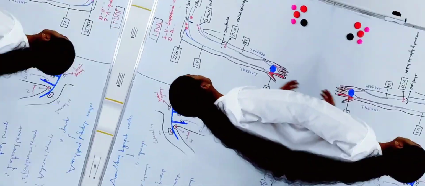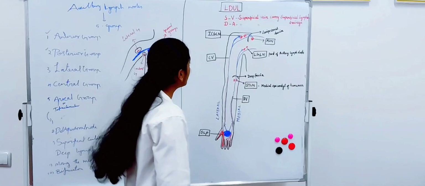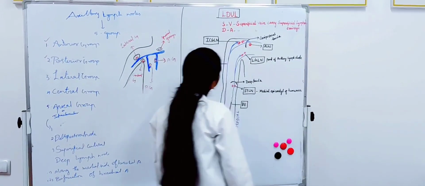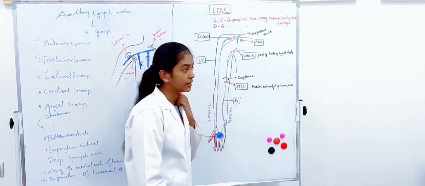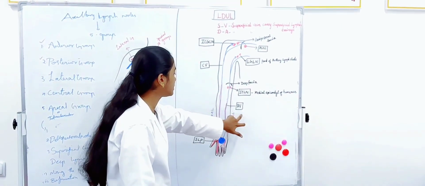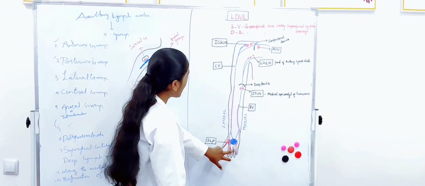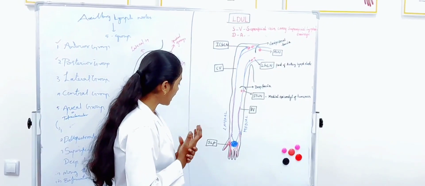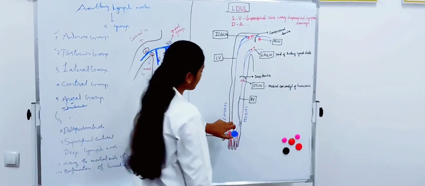Lymphatic drainage of the upper limb is divided into superficial and deep. Superficial veins carry superficial lymphatic drainage, and deep lymphatic drainage follows the deep arteries. Two veins are important: the cephalic vein and the basilic vein. Superficial veins start from the palm and dorsum of the hand. This is known as the superficial lymphatic plexus, and it drains into the cephalic vein and basilic vein.